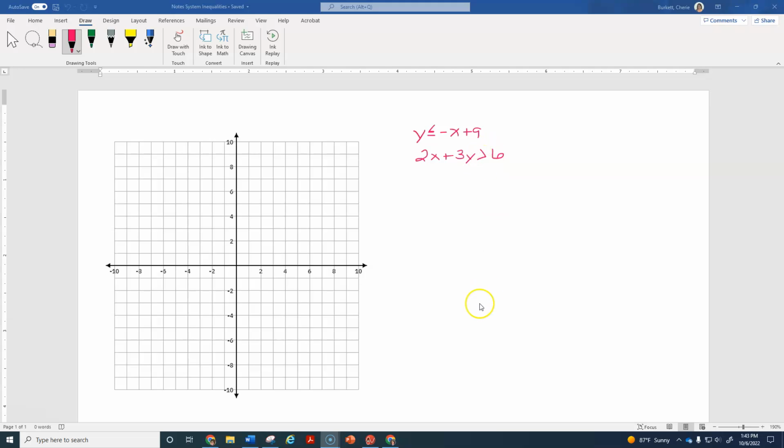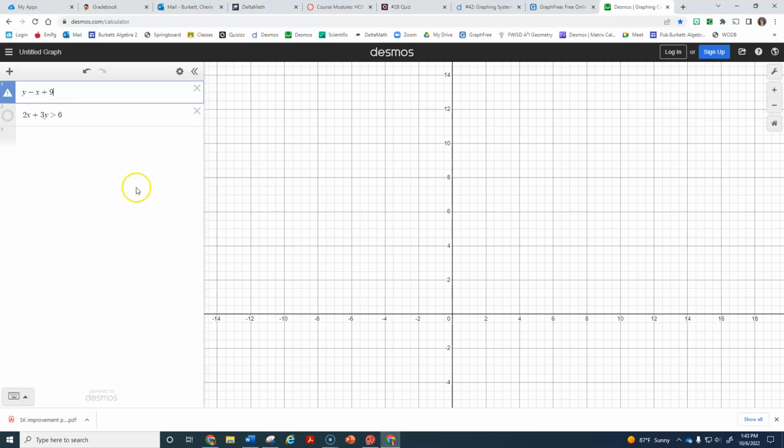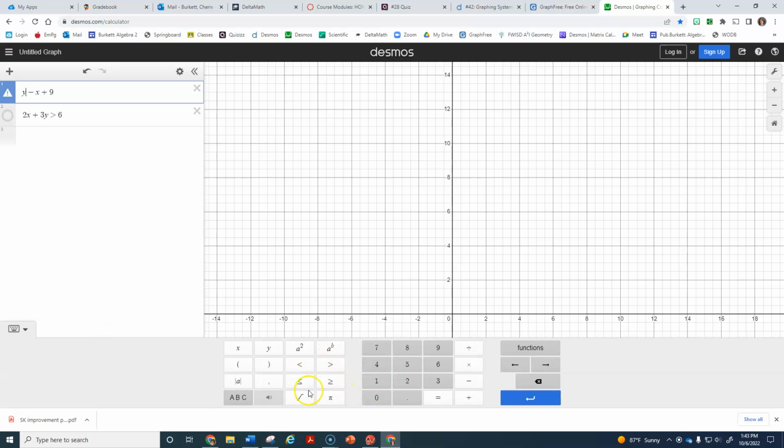Before we do it by hand, though, I do want to jump over and look at what it looks like on Desmos. I also want to make sure you know how to put the symbols in. The symbol that we needed right here after the Y was the less than or equal to. You can use the keyboard that pops up right here, and it has the less than or equal to symbol.